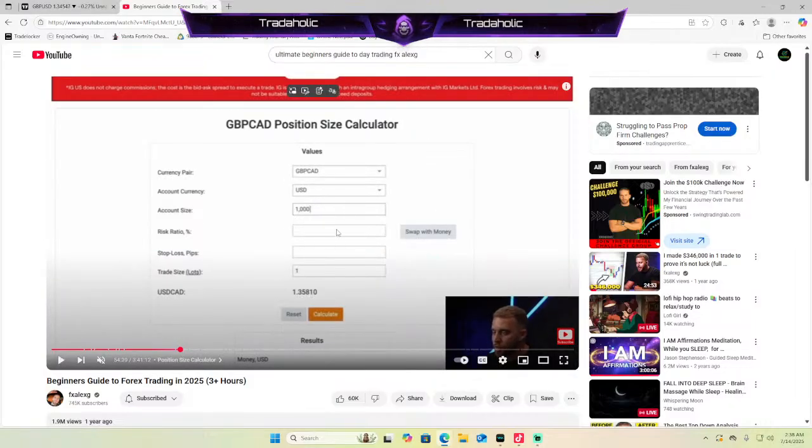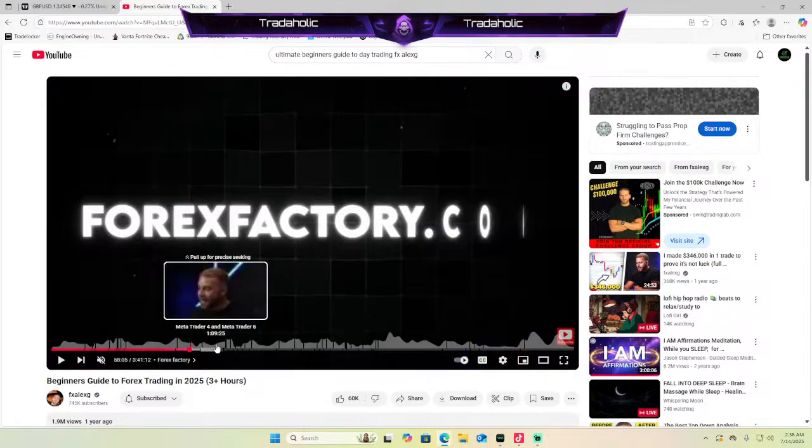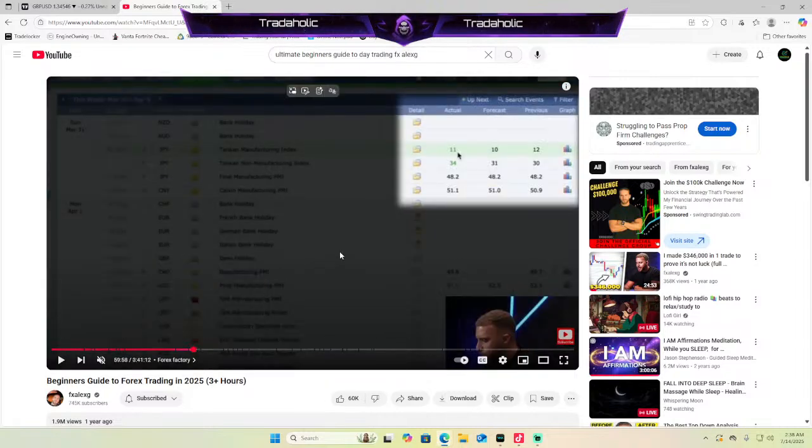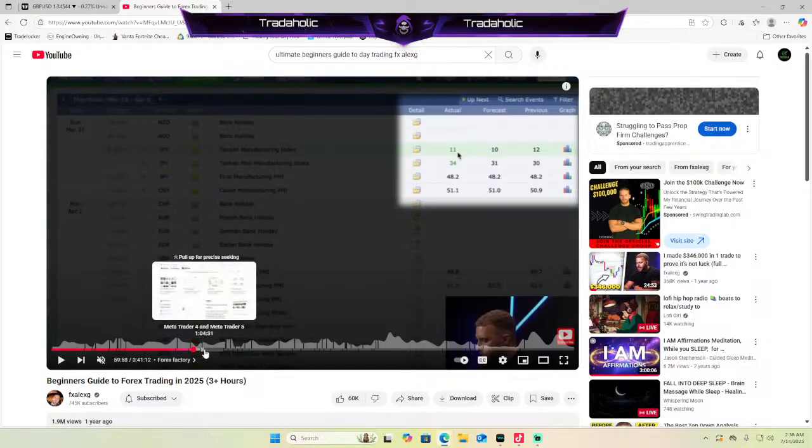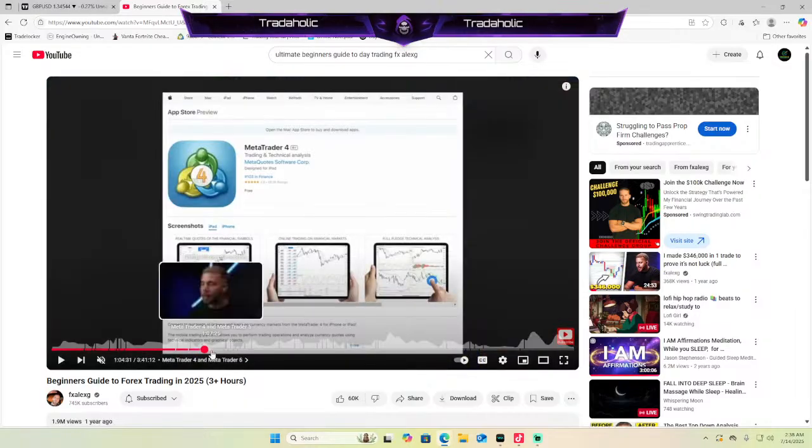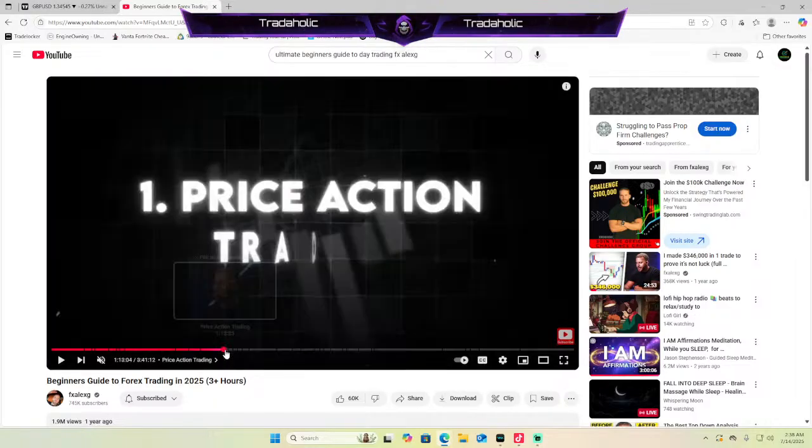This is important. This is how you calculate and manage risk, knowing how much you risk per trade, per stop loss when it comes to pips and all that stuff. He's going to explain what pips are as well. He's going to explain Forex Factory and identifying news events. That's more so fundamental analysis. He's going to go over MetaTrader 4 and MetaTrader 5. Don't really need this, especially if you're in the United States, because MetaTrader is banned in the US anyways.